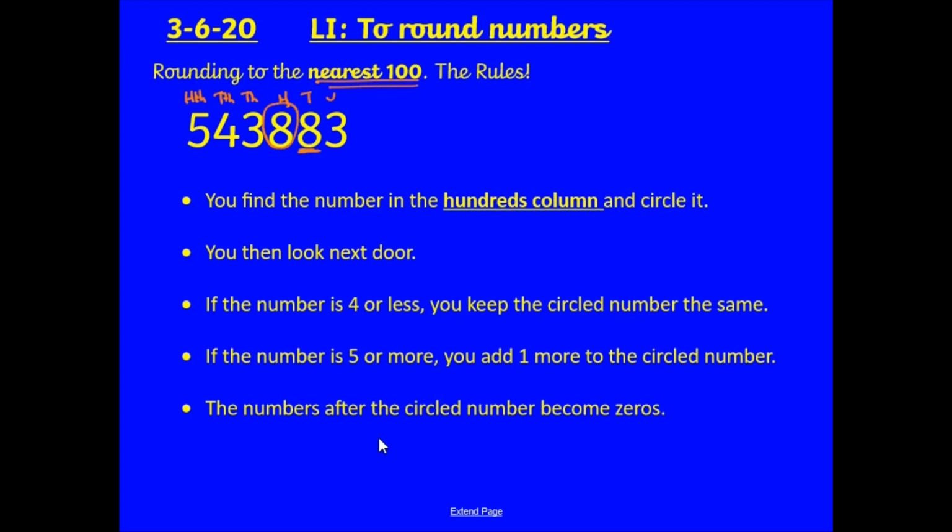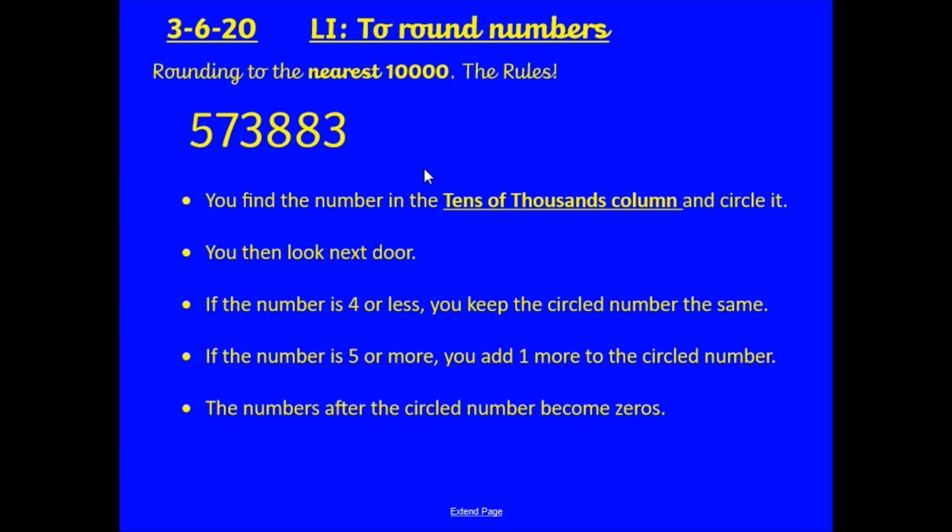I then look next door. Oh, it's an 8 next door. If the number is 4 or less, the circled number stays the same. If the number is 5 or more, I add 1 more. Well, it's an 8. That means that I'm going to increase this one here by 1. So it's now going to become 543,900, because it's going to increase by 1 here. And then these numbers here will go to zeros, because this number is closer to 543,900 than it is to 543,800.